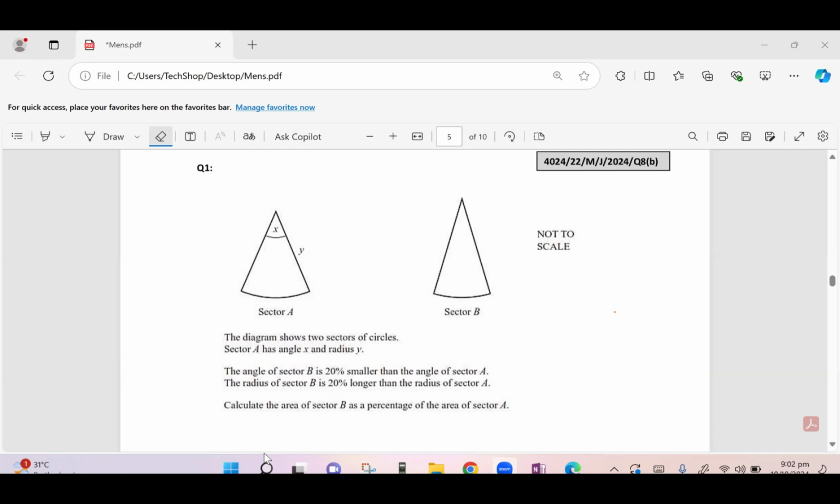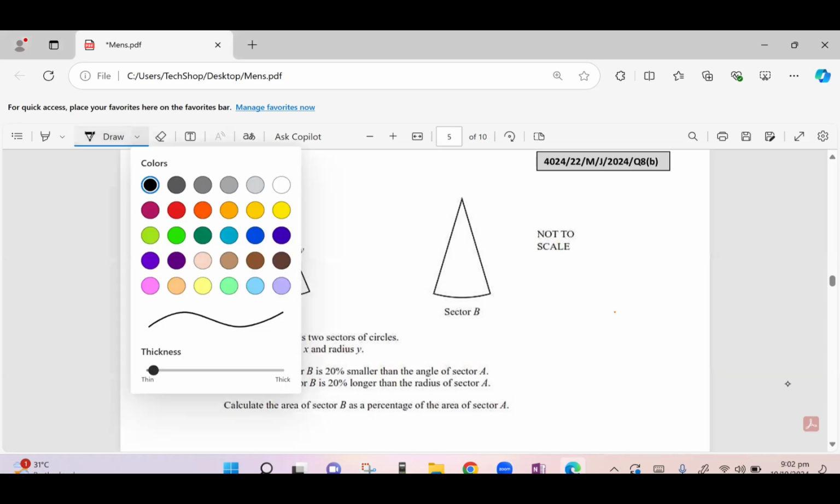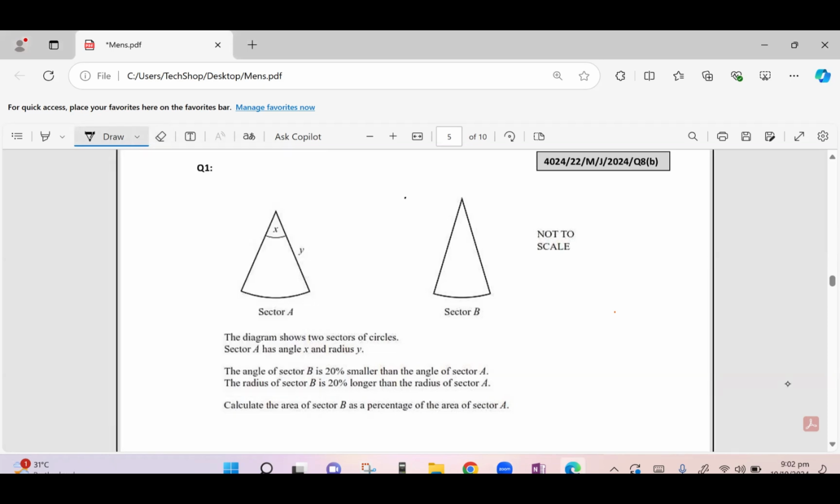So first you should know something: the area of sector. Area of sector is theta over 360, where theta means angle, some angle over 360 times pi r squared. This is the formula for the area of sector. So we should know the formula of the area of sector, either for B or A.